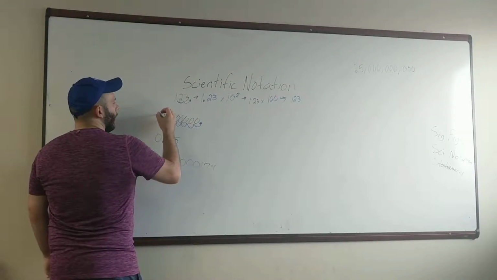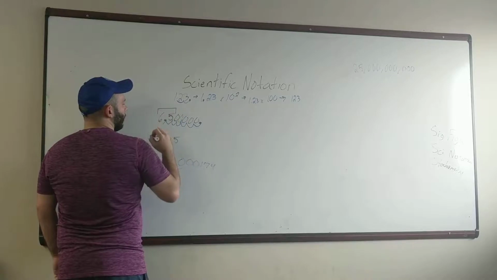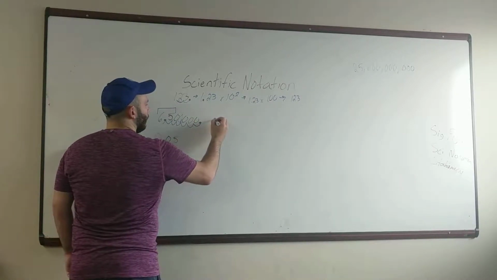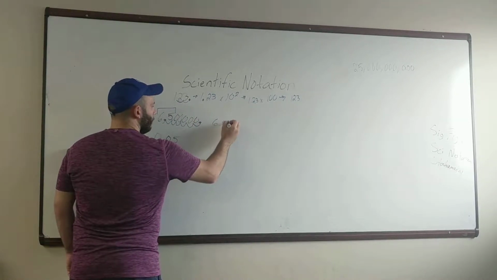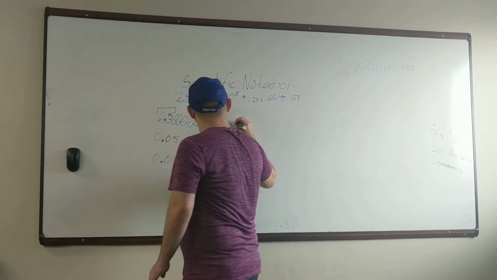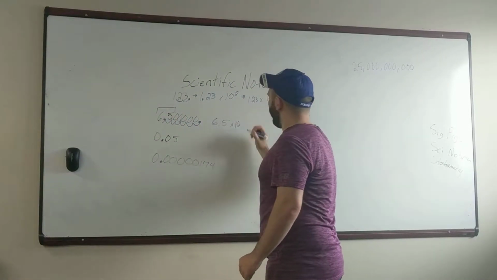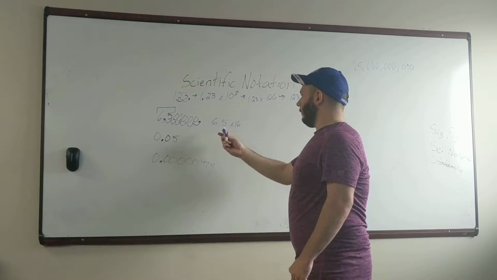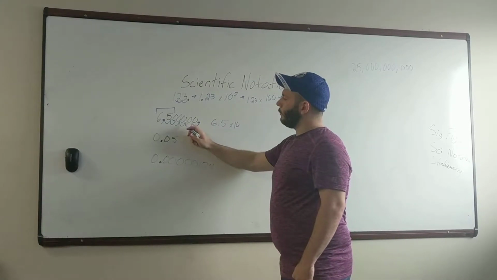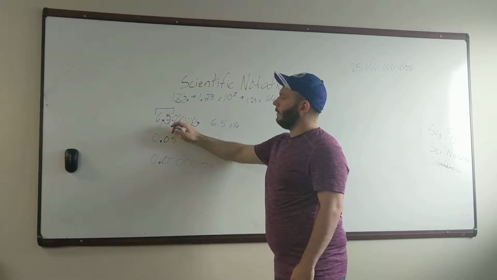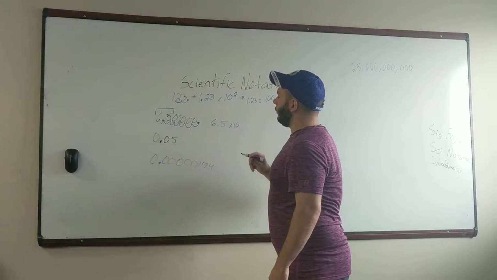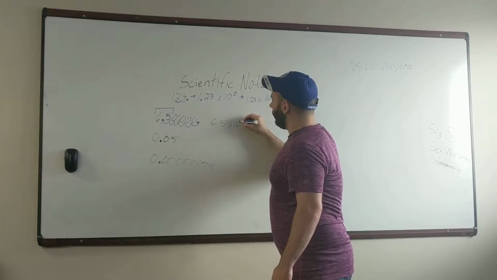Okay? Now we have 2 significant digits here, so we're just going to write those. So 6.5 times 10 to what power? Well, we went 1, 2, 3, 4, 5, 6. So this would be 6.5 times 10 to the 6th power.